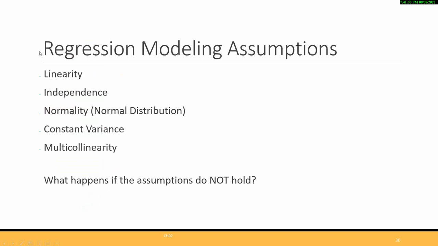Now, there are several assumptions in a regression model. For example, linearity. It means that the relationship between the response variable and the explanatory variables is linear. Then we have the independence assumption, which means the errors of the response variable are uncorrelated with each other. Then we have the normality assumption, which means that the errors of the response variable are normally distributed. The next assumption is about constant variance. It states that the response variable has the same variance in its error regardless of the values of the explanatory variables.